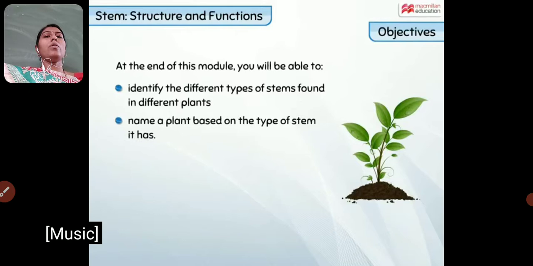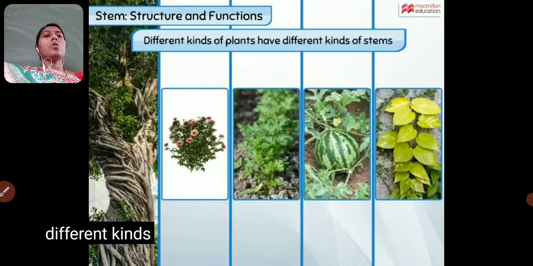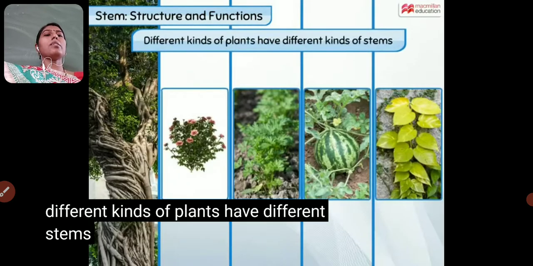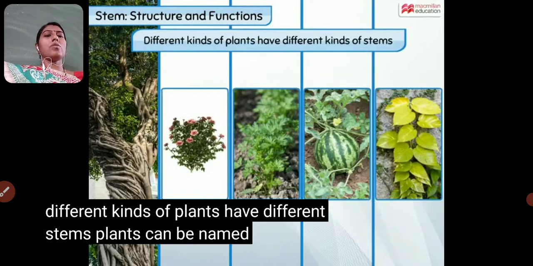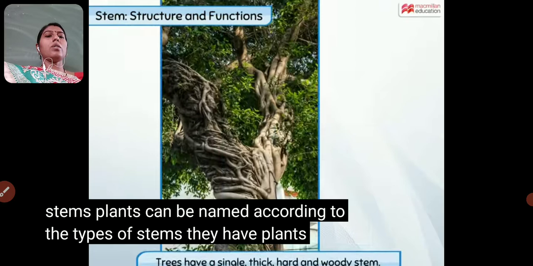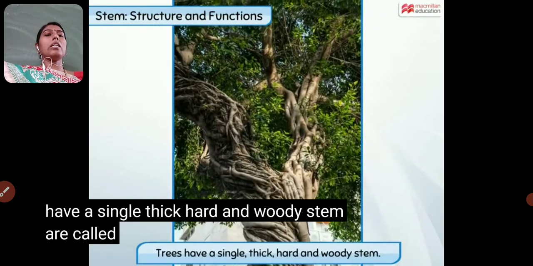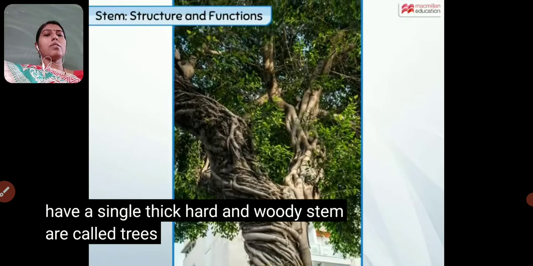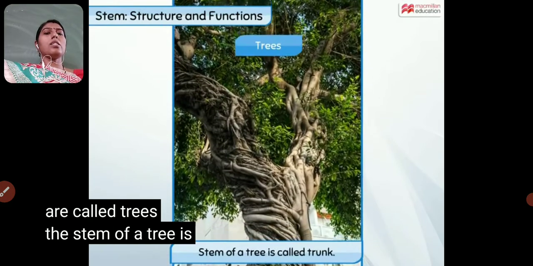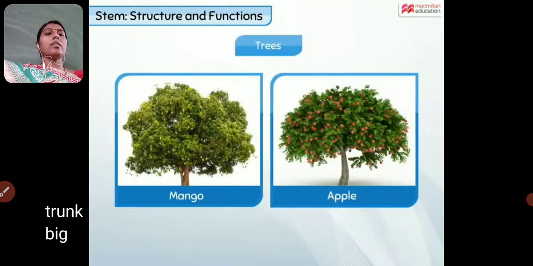At the end of the module, you will be able to know the different types of stems, based on the types of the stems and the functions of the stems. Different kinds of plants have different kinds of stems. Here you can observe trees, shrubs, herbs, and creepers, which have different stems. Trees have a single thick, hard, woody stem. The stem of a tree is also called the trunk.